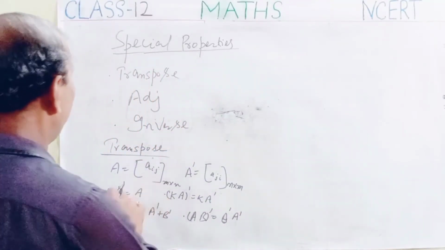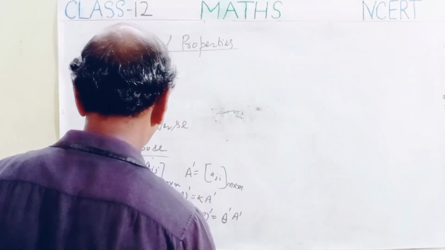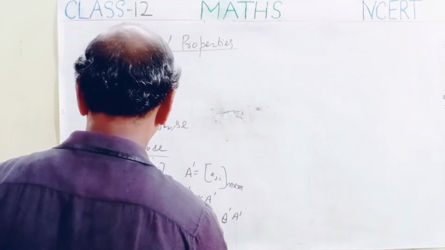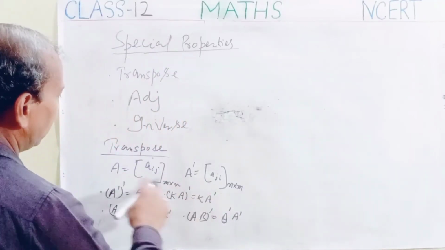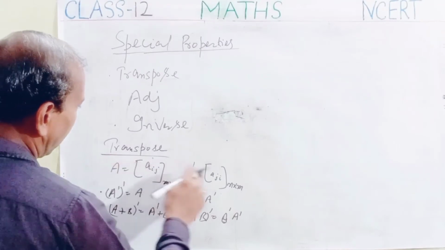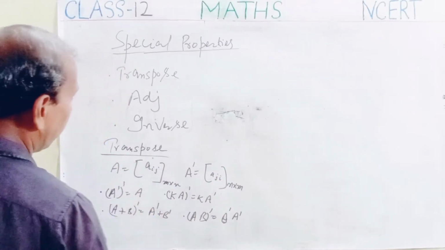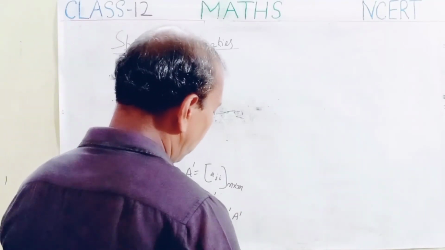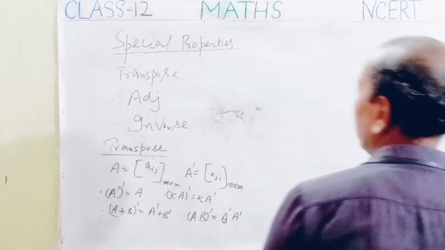Simply, if you change row into column and column into row, you will get the transpose. This is the definition of the transpose, and these are its properties. Now come to the next one, that is the adjoint. Adjoint is also very important.